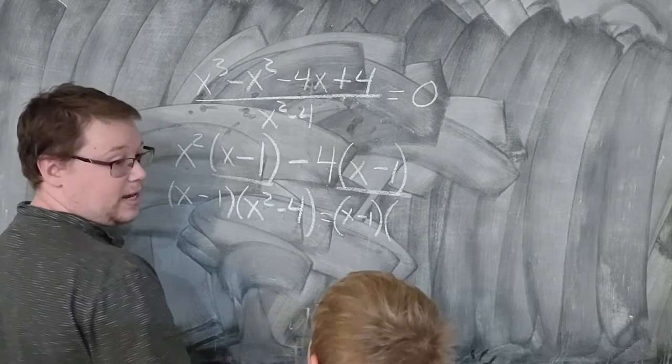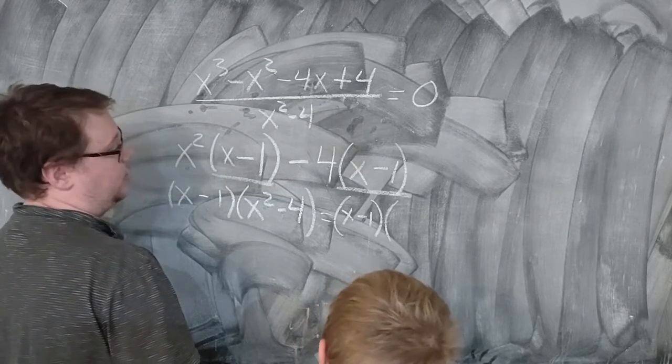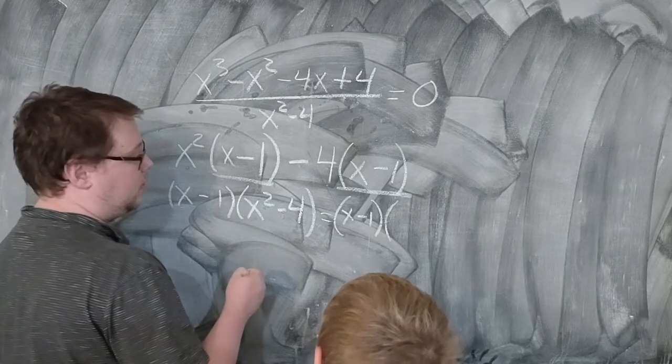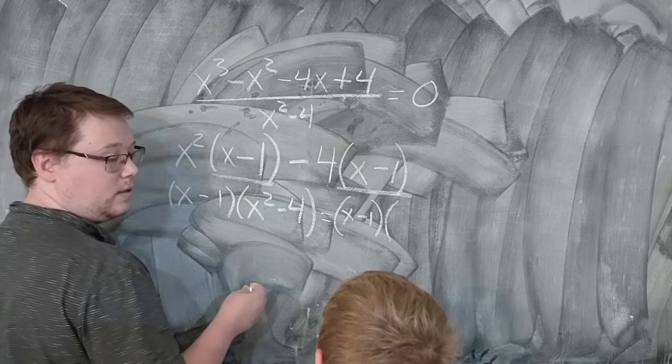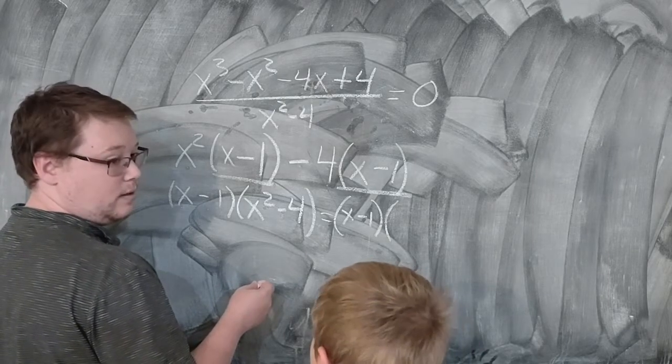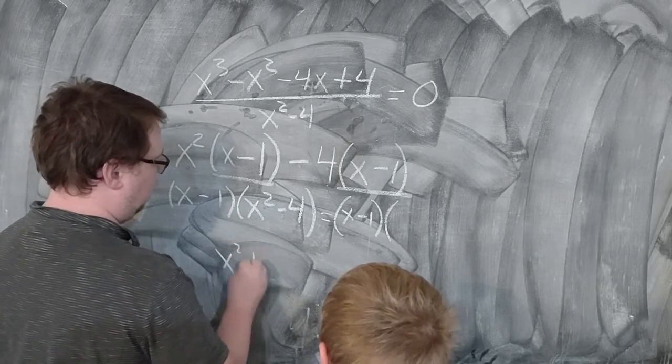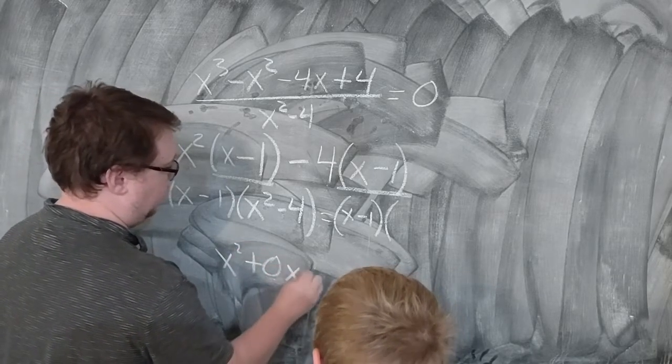Okay, so the hard way is the double bubble, right? So we want two numbers that multiply to give you 0 and add to give you negative 4. So think of it like this, remember?